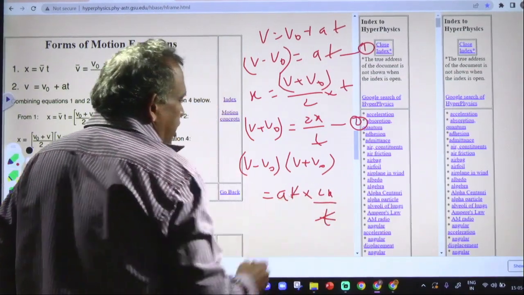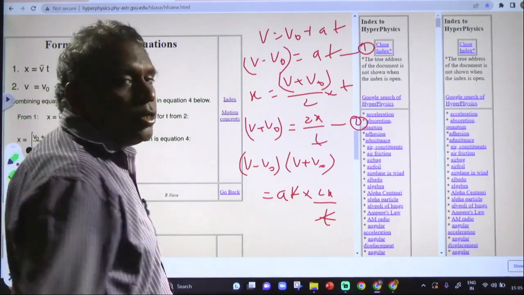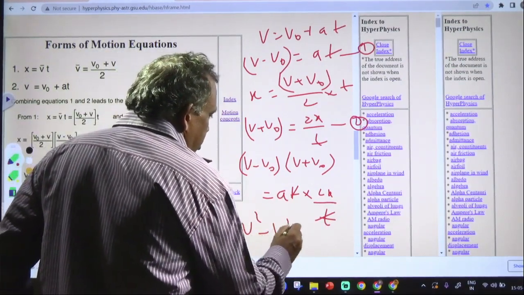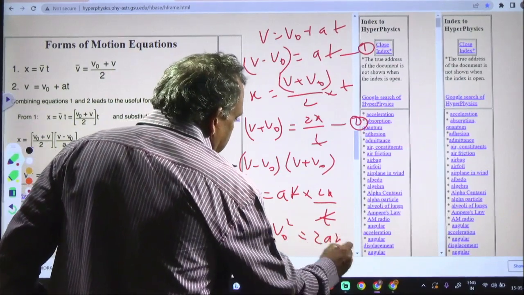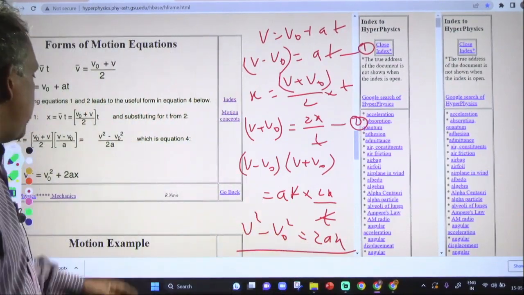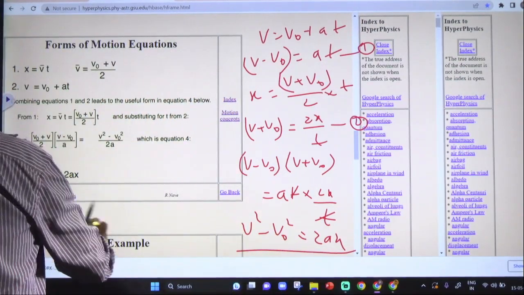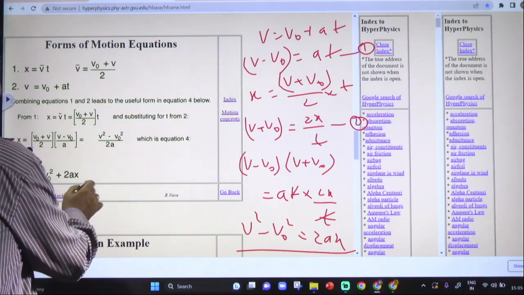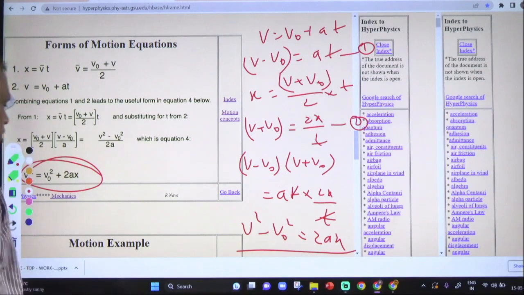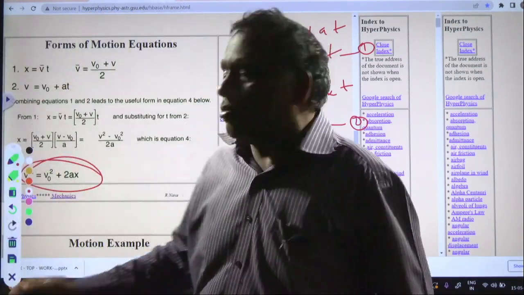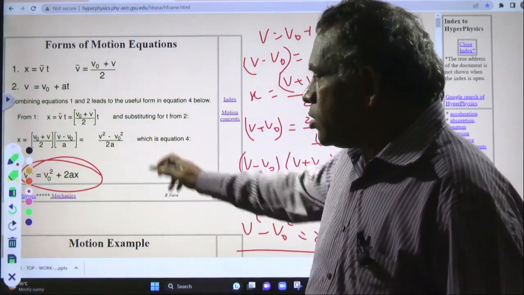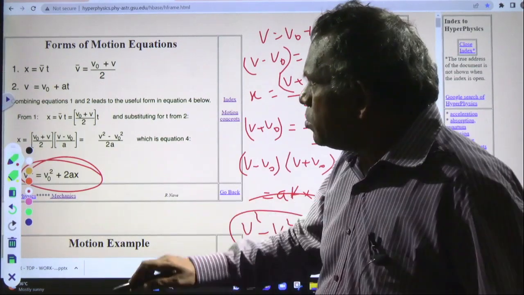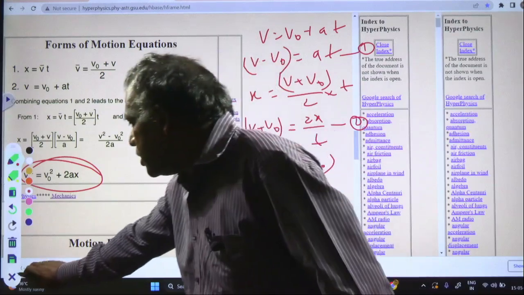The t gets cancelled. A plus b into a minus b is a square minus b square. So v square minus v naught square is equal to 2ax. You can derive it in this manner. The same thing we got here: v square is equal to v naught square plus 2ax. In this manner you can calculate easily.